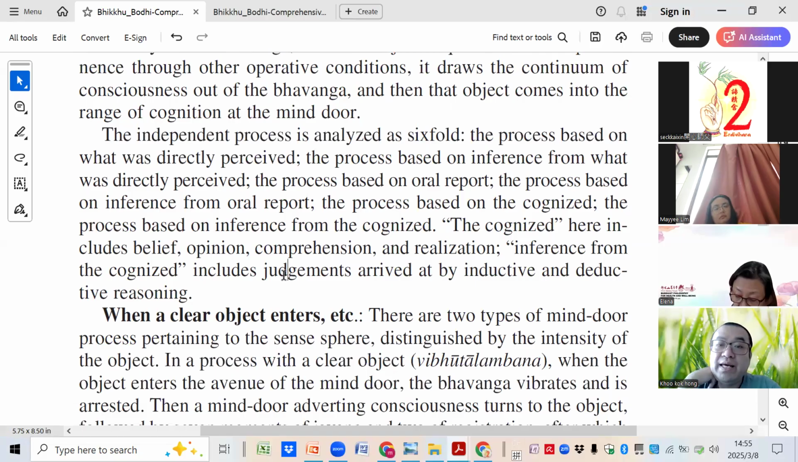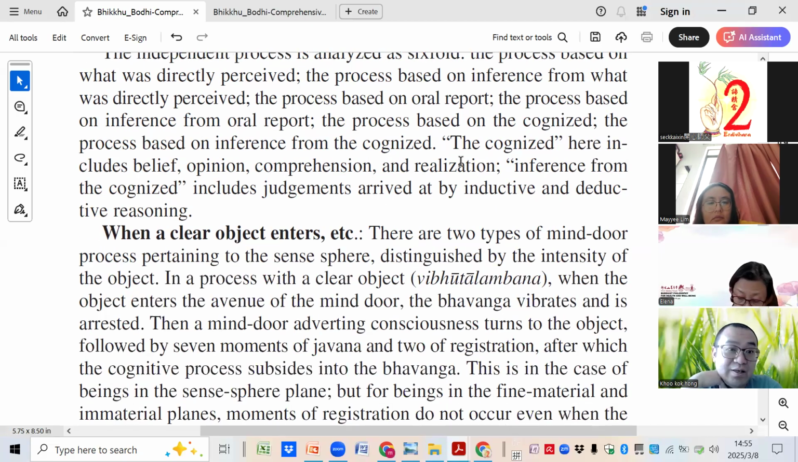The independent process is analyzed as sixfold: the process based on what was directly perceived, the process based on inference from what was directly perceived, the process based on oral report, the process based on inference from oral report, the process based on the cognitions, and the process based on inference from the cognitions. The cognitions here include belief, opinion, comprehensions, and realizations. Inference from the cognitions includes judgment arrived at by inductive and deductive reasoning.